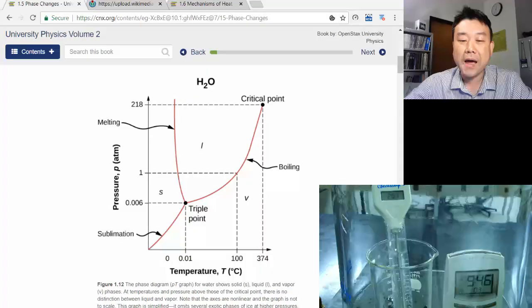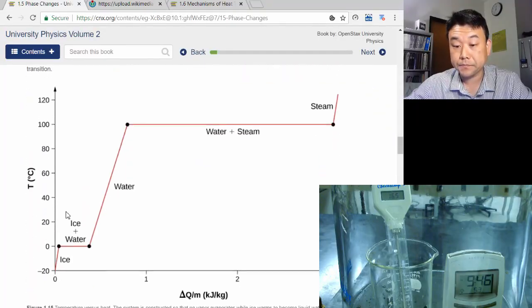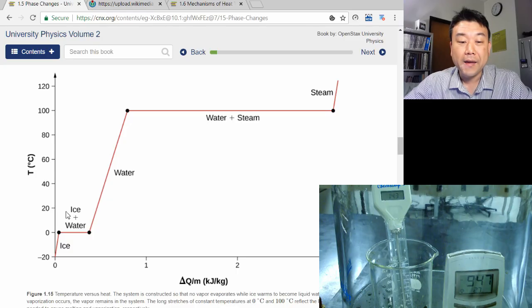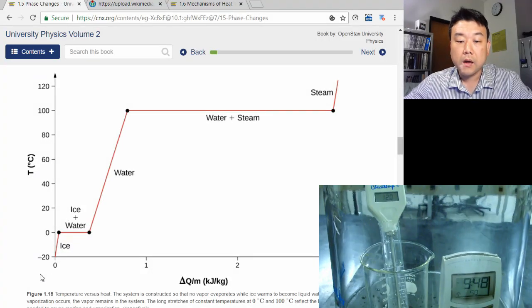This is where I want you to read Figure 1.15 carefully. Figure 1.15 is a plot of temperature of a substance which starts out as ice at minus 20 degrees Celsius, and you start to apply heat.